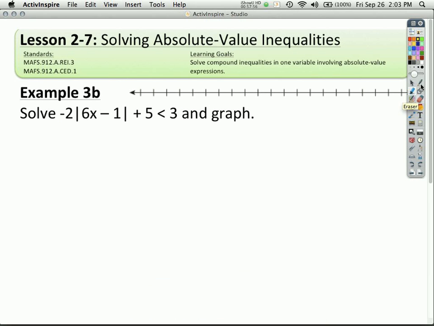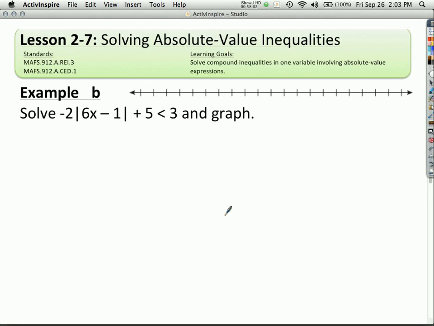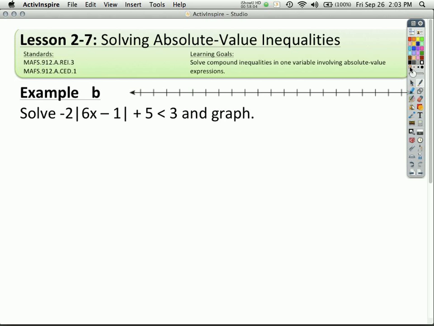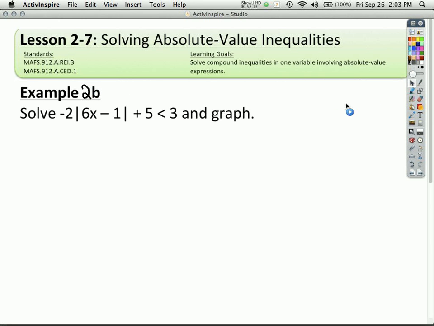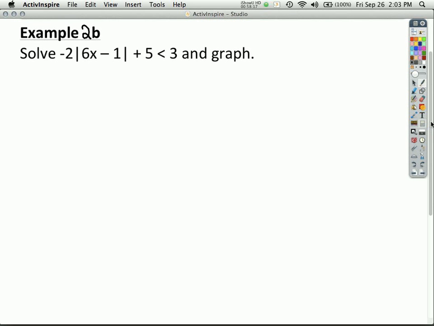Example 2b, and thank you for pointing out that this is supposed to be 2.